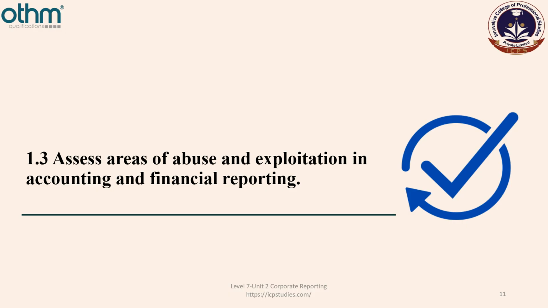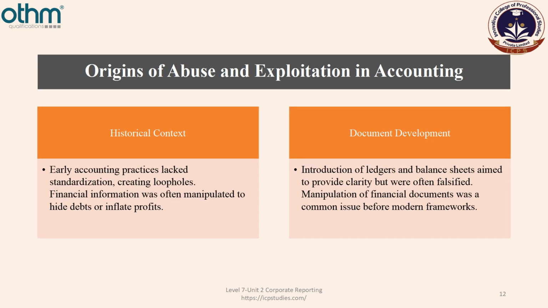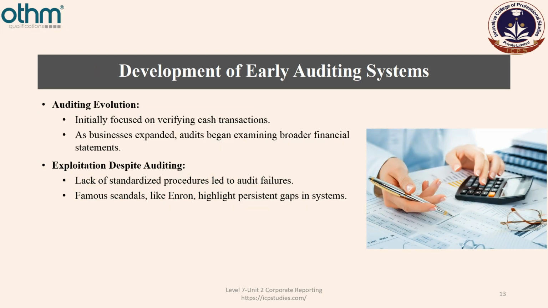Then there is the third assessment criterion, in which we assess areas of abuse and exploitation in accounting and financial reporting. So we have different origins of abuse and exploitation in accounting. First, there is historical context. Early accounting practices lacked standardization, creating loopholes. Financial information was often manipulated to hide debts or inflate profit. Then we have document development, in which the introduction of ledgers and balance sheets aimed to provide clarity but they were often falsified. Manipulation of financial documents was a common issue before modern frameworks.